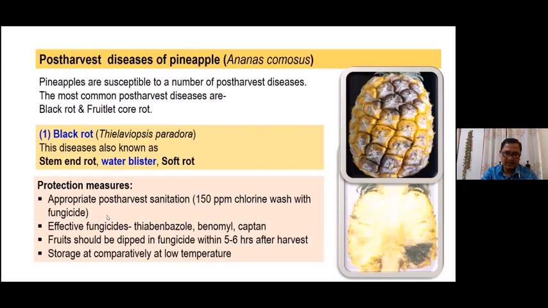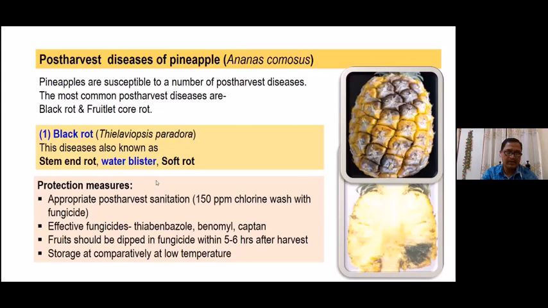You can use this one. Effective fungicide could be useful. Fruit should be dipped in fungicide within 5 to 6 hours after harvesting. And storage at a comparatively cooler place can eliminate this disease. I mean, we can apply any one control measure that will help protect the fruit from attack of black rot.